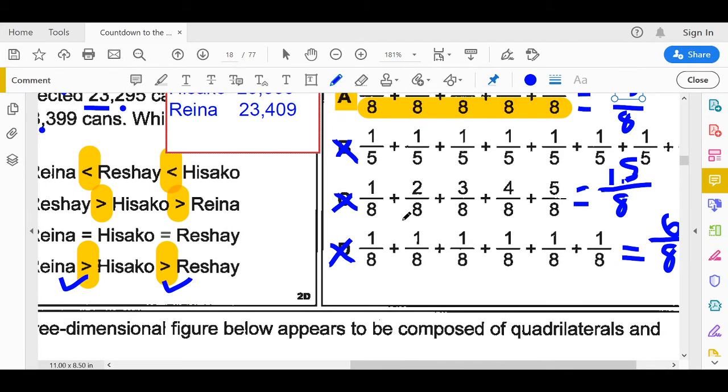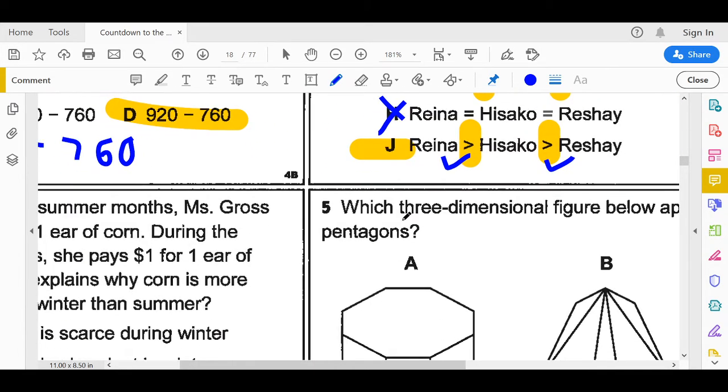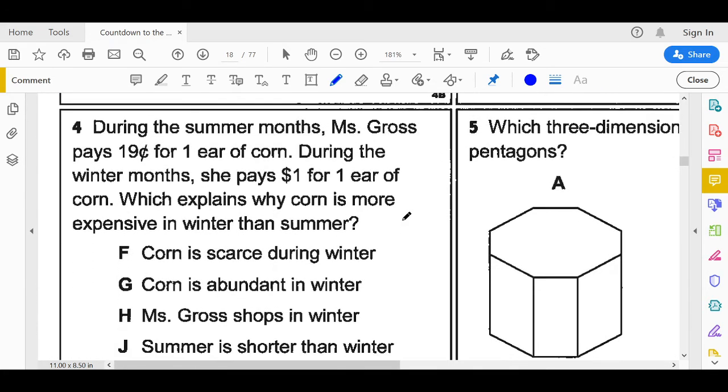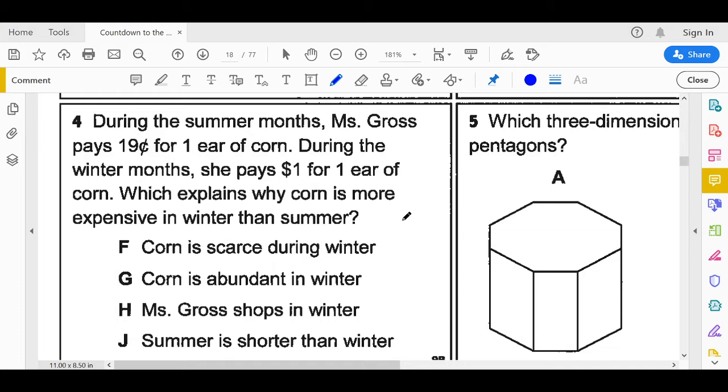Let's go to number 4 on your paper. I like this question. We checked some of this in class when it talks about money and selling things and what happens when we have many products or just few products of something. It says during the summer months, Miss Gross pays 19 cents for 1 ear of corn. I'm going to underline that, or highlight it in my case. During the winter months, she pays $1 for 1 ear of corn. So if you notice, amigos, the difference in the price is big.